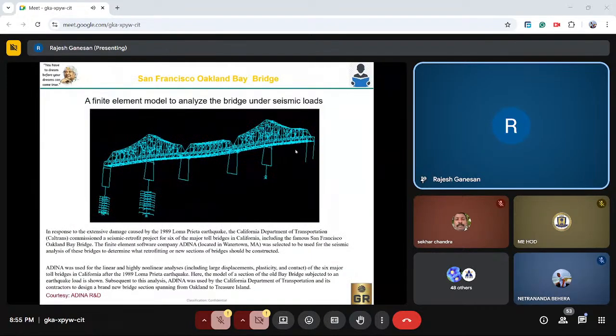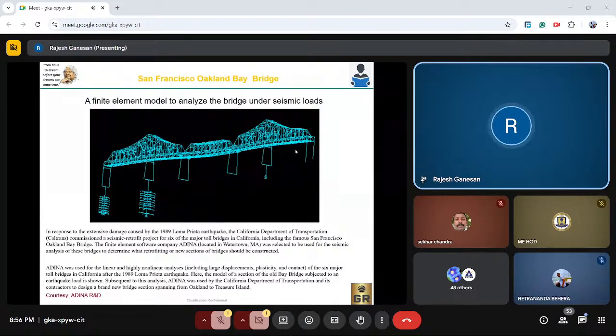The next one is the finite element model to analyze the Bay Bridge. Actually, for bridges, usually they do simply supported beam calculations. They will start investigating in the design areas. In response to the extensive damage caused in the 1989 Loma Prieta earthquake, one earthquake that happened in California, the bridge got collapsed due to that earthquake.